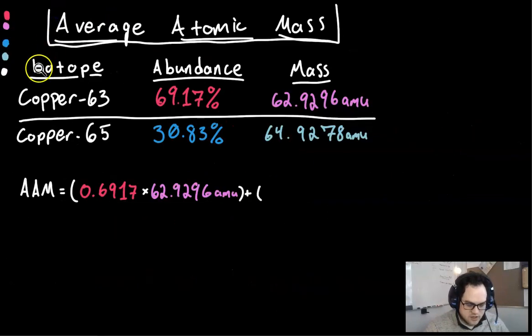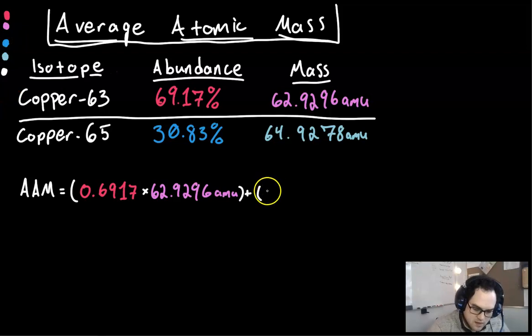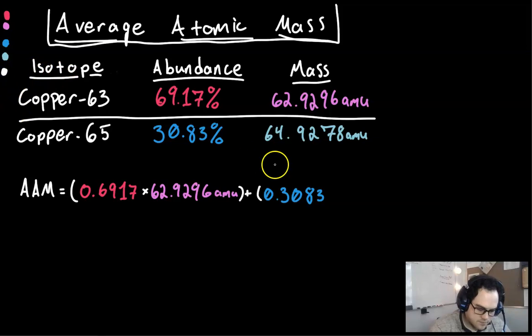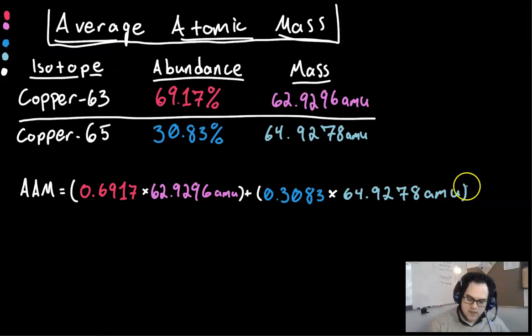Let me zoom out a little bit to give myself more space. So we have 0.3083 times 64.9278 AMU.